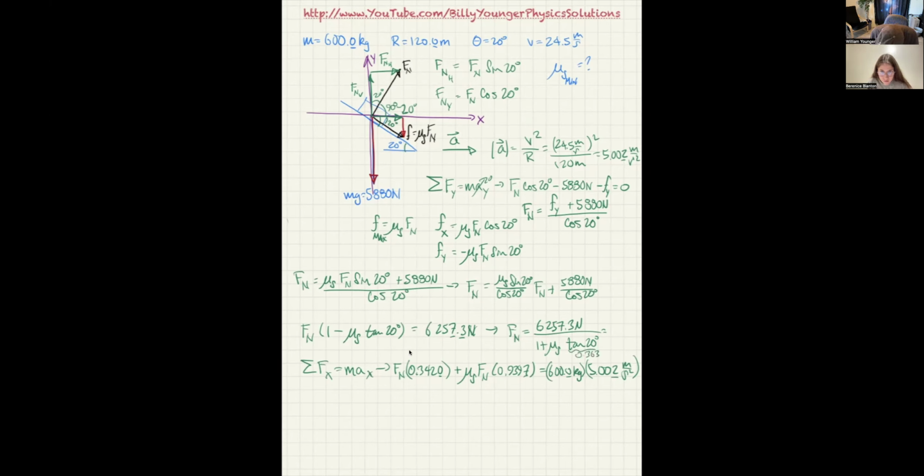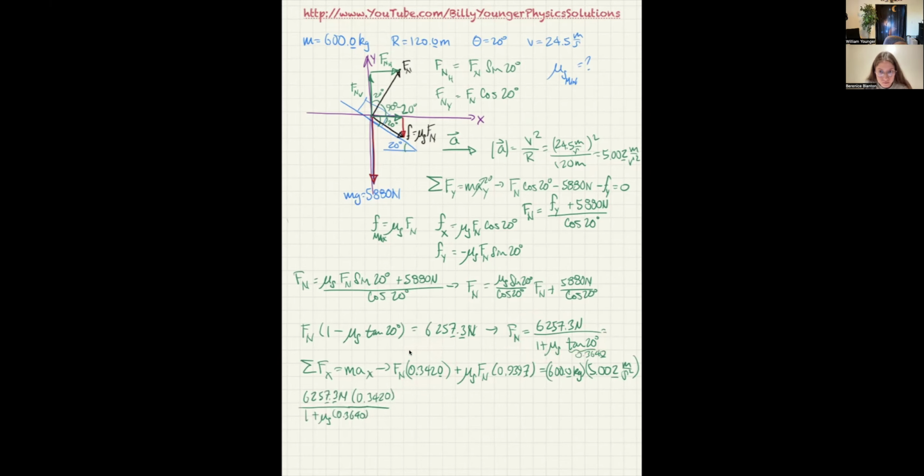That's cosine 20, or 0.9397 actually. So that's what the tangent 20 is. Now I can plug in these normal forces and say 6257.3 newtons divided by 1 plus mu s times 0.3640, times 0.3420 right there. What I just did was recopy this with this plugged in for F normal.